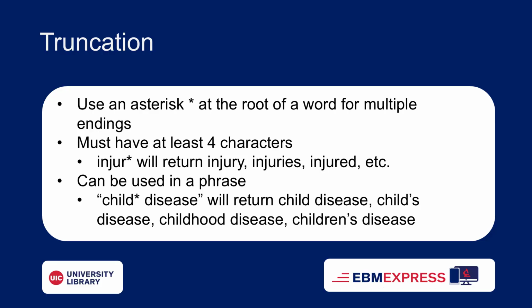To search multiple endings of a word, use an asterisk at the root of the word. The root must have at least 4 characters for this to work. For example, injur* will return injury, injuries, etc. You can also use truncation within a phrase. In this example, child* disease will return child disease, child's disease, childhood disease, children's disease.